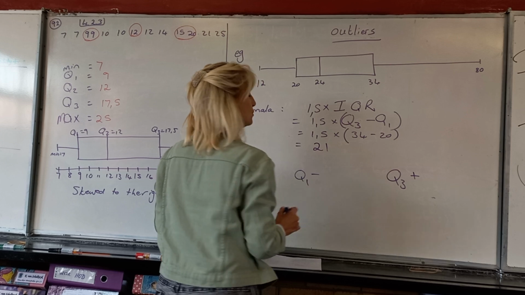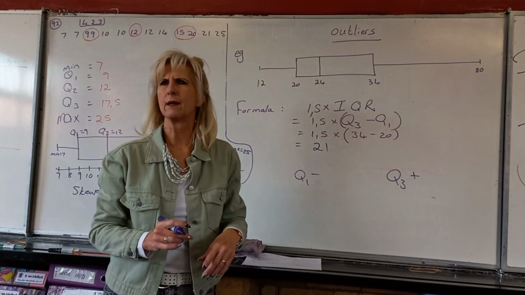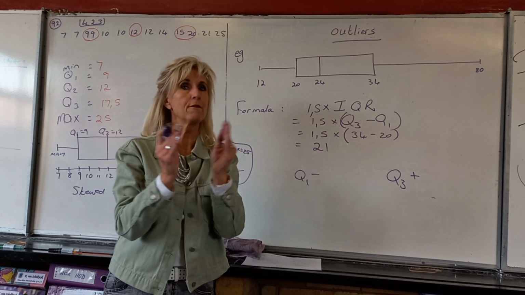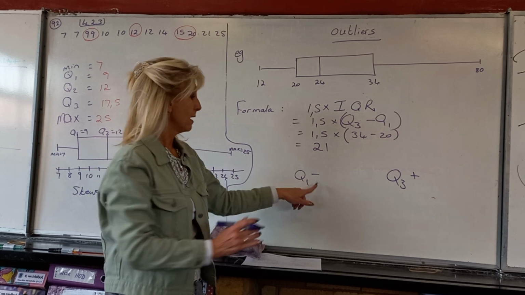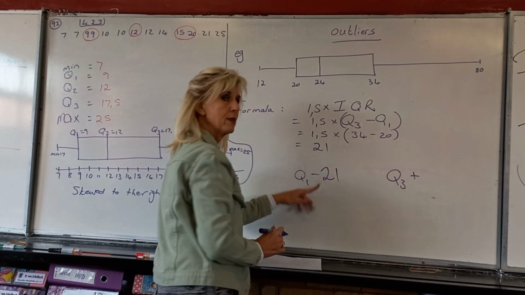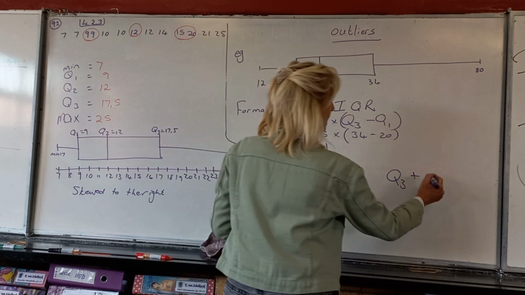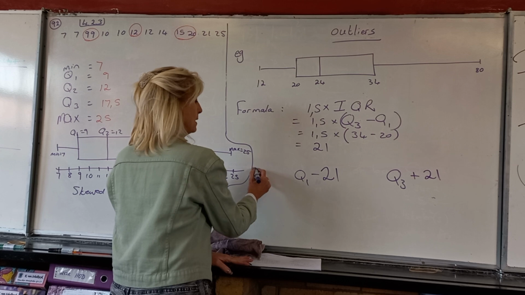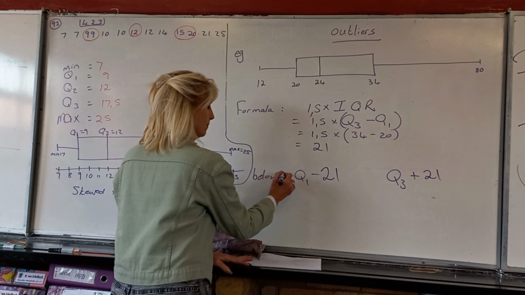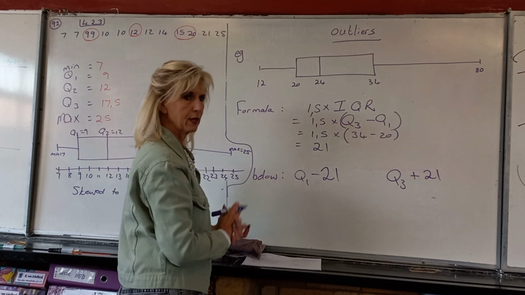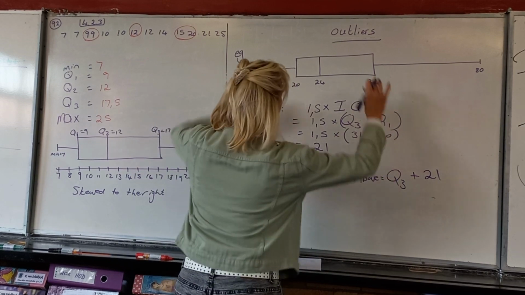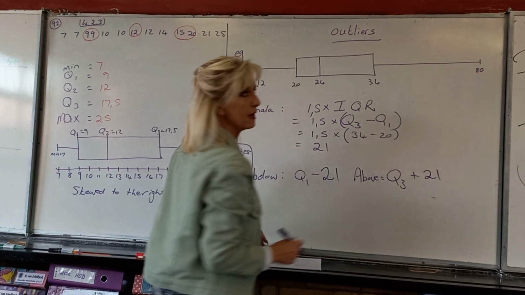What do you do with this 21? Okay, so 21 is the outlier? No. 21 is what you're going to use to see if there is an outlier, by subtracting the 21 from the lowest quartile and adding it to the highest one. So if it's below that value, it's an outlier. And if it's above that value, in other words, outside, those should be the outliers.